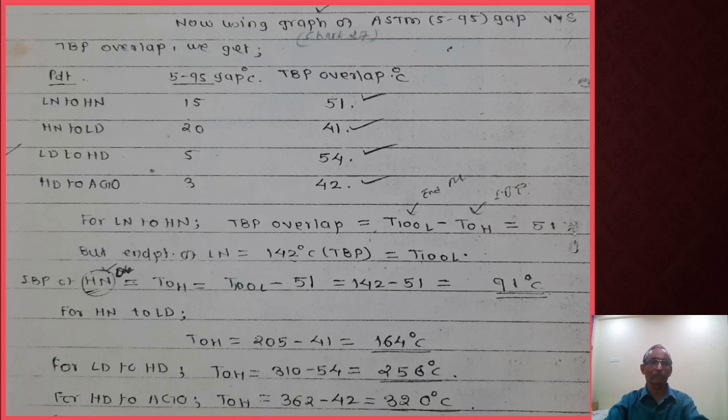Light naphtha to heavy naphtha, on the first slide it is given 15 as the 5-95 gap. By using the chart, page number 27, you are going to get the TBP overlap. I will explain in the next slide how you are going to get it from the chart.